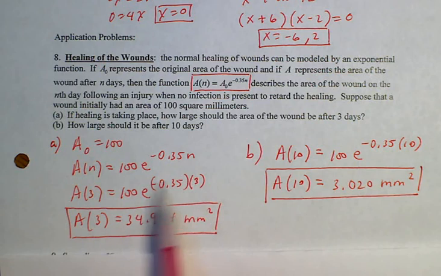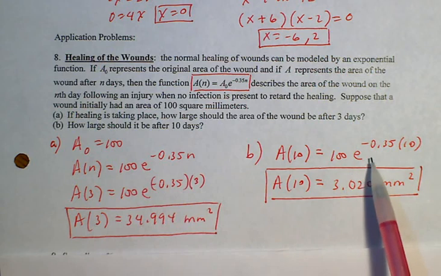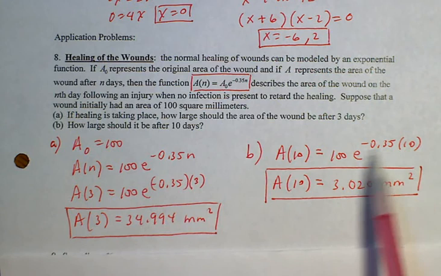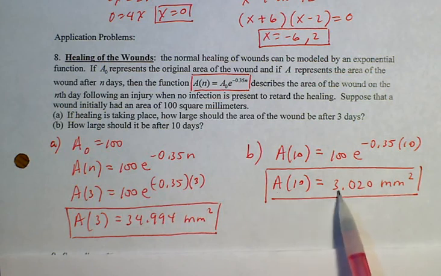And then I just use my calculator and punch that in, and I end up with 34.994 square millimeters. So that will be the area of the wound after 3 days. Okay, so how large should it be after 10 days? Same sort of problem, except now I'll just put in 10 for n and solve that. So it's 100 e raised to the negative 0.35 times 10. And so after 10 days, it'll be 3.020 square millimeters.